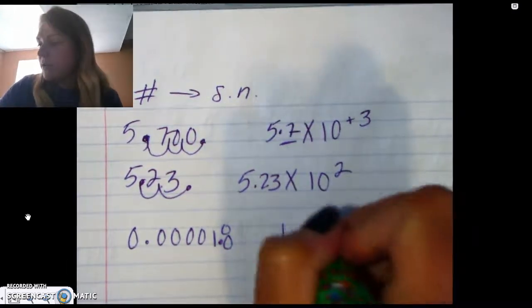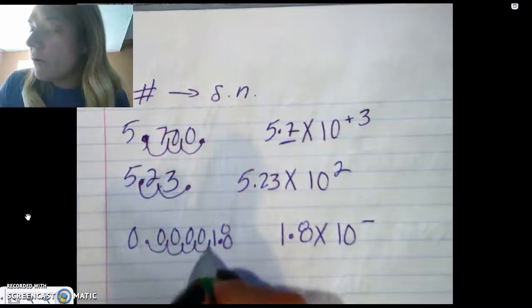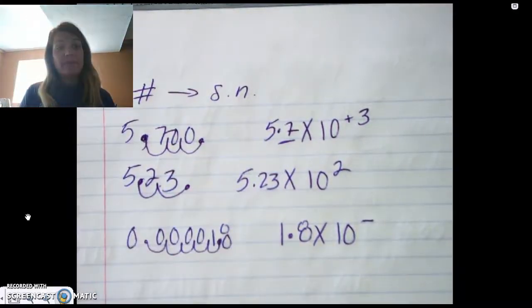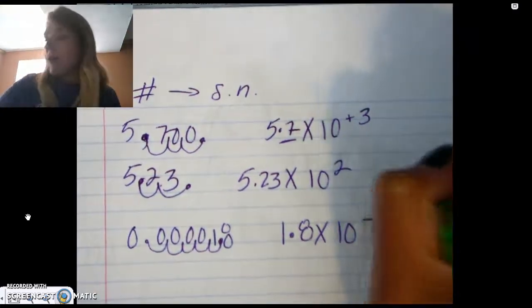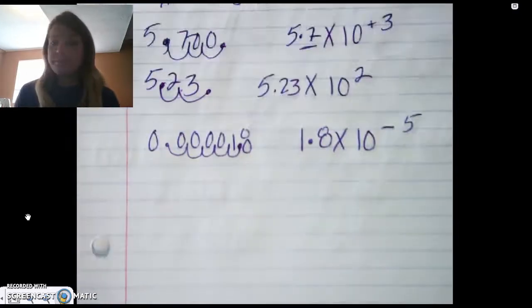How many times do I have to swoop my decimal to get that coefficient? So here's my coefficient. And I'm going to go 1, 2, 3, 4, 5. I had to swoop 5 times. Therefore, my power is times 10 to the negative 5th. Good? Let's try one more.